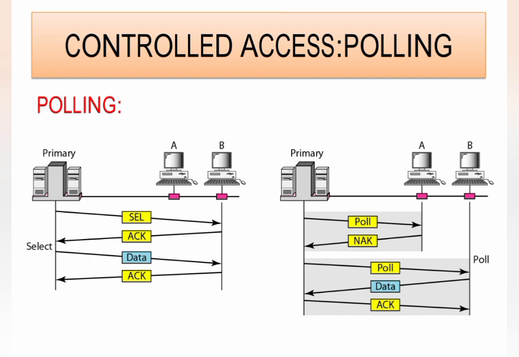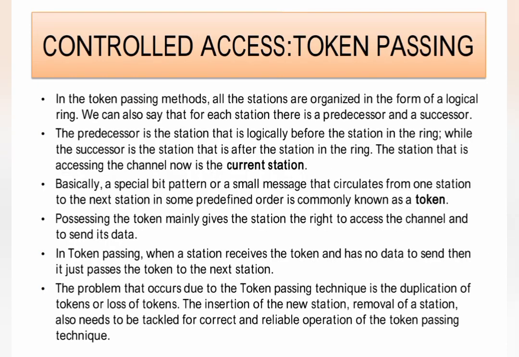So the next one is the token passing method. In the token passing method, all the stations are organized in the form of a logical ring. We can also say that for each station there is a predecessor and a successor. Predecessor means the neighboring node: the predecessor is the station that is logically before the station in the ring, while the successor is the station that is after the station in the ring. The station that is accessing the channel now is the current station.